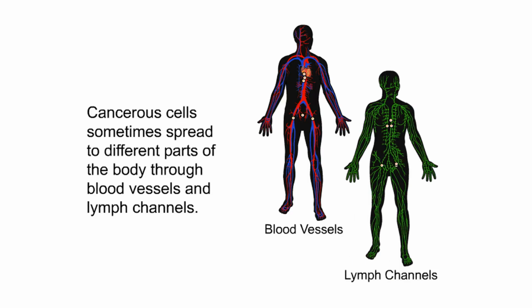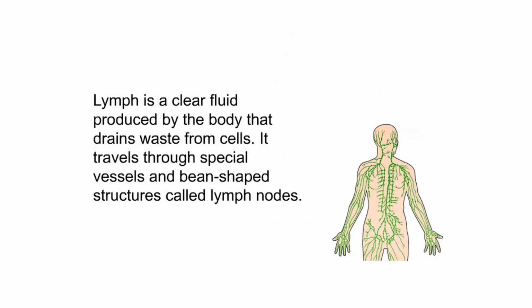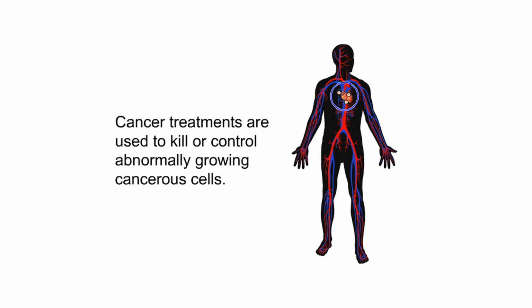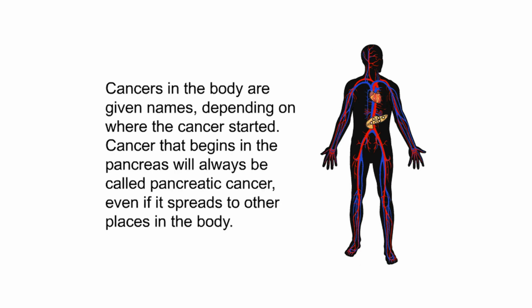Cancerous cells sometimes spread to different parts of the body through blood vessels and lymph channels. Lymph is a clear fluid produced by the body that drains waste from cells. It travels through special vessels and bean-shaped structures called lymph nodes. Cancer treatments are used to kill or control abnormally growing cancerous cells. Cancers in the body are given names depending on where the cancer started. Cancer that begins in the pancreas will always be called pancreatic cancer, even if it spreads to other places in the body.